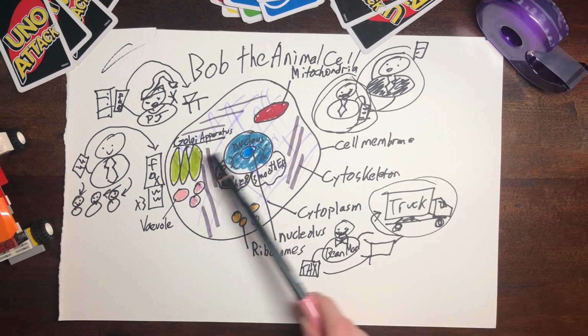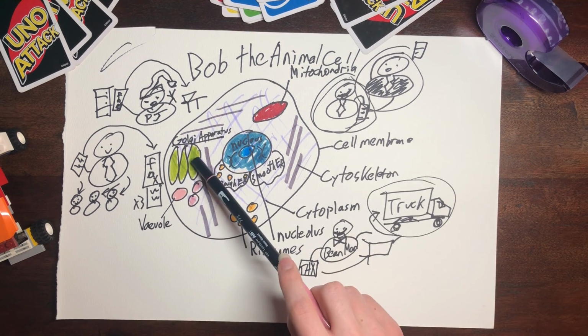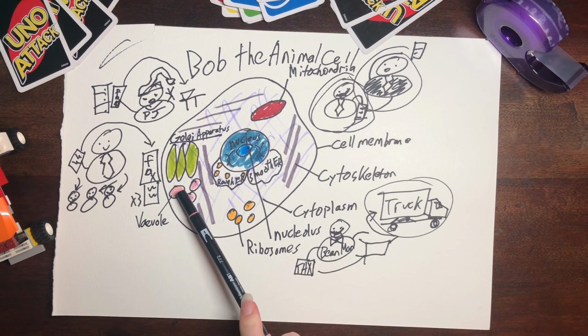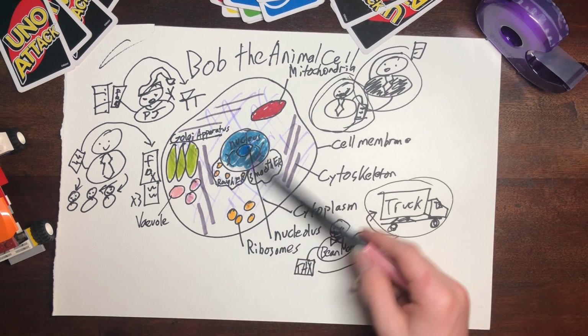So let's say we have a protein. It went to the Golgi apparatus, it got all packaged. Now it's in the vacuole. Where does it go from the vacuole? I don't know. Somewhere else inside the cell.